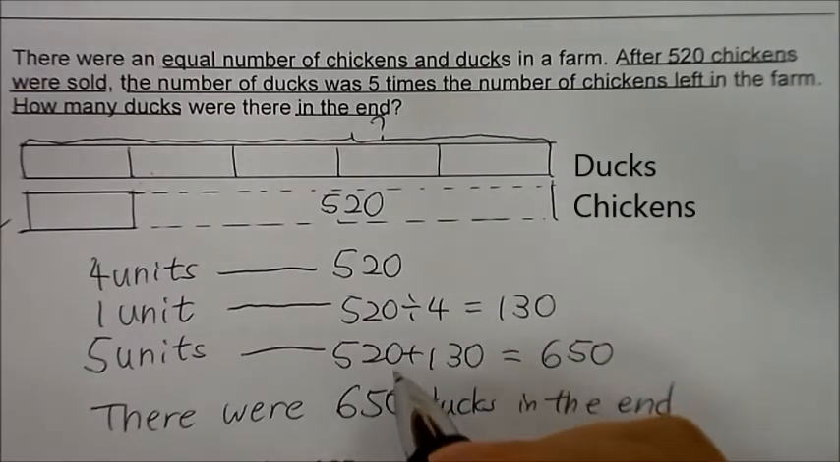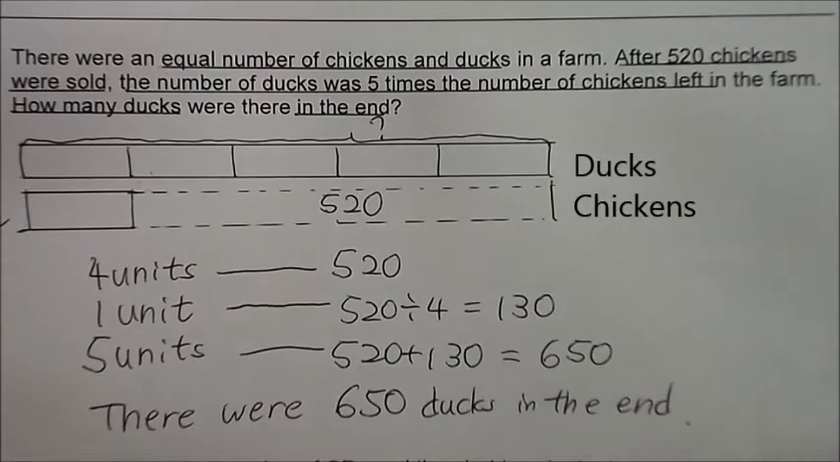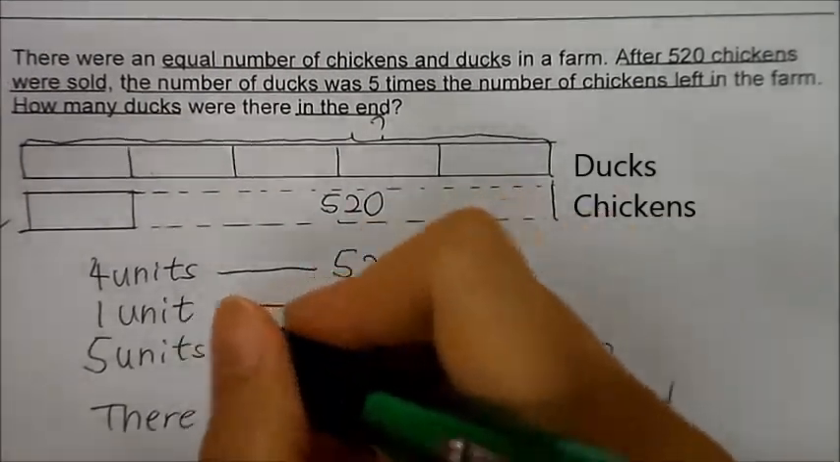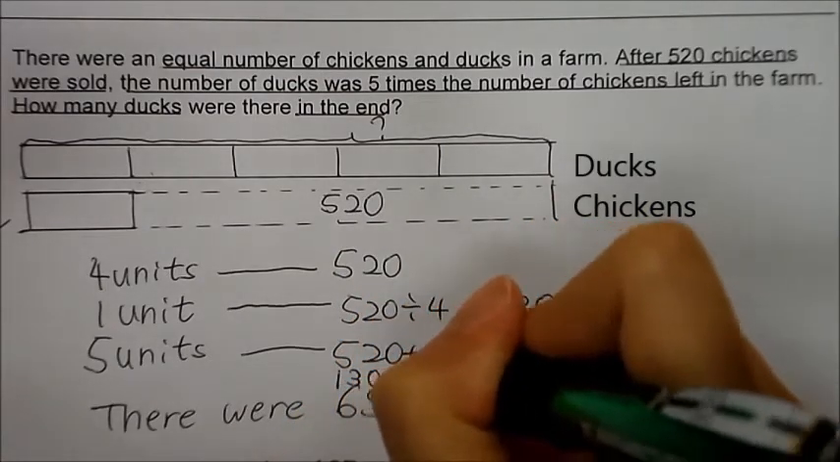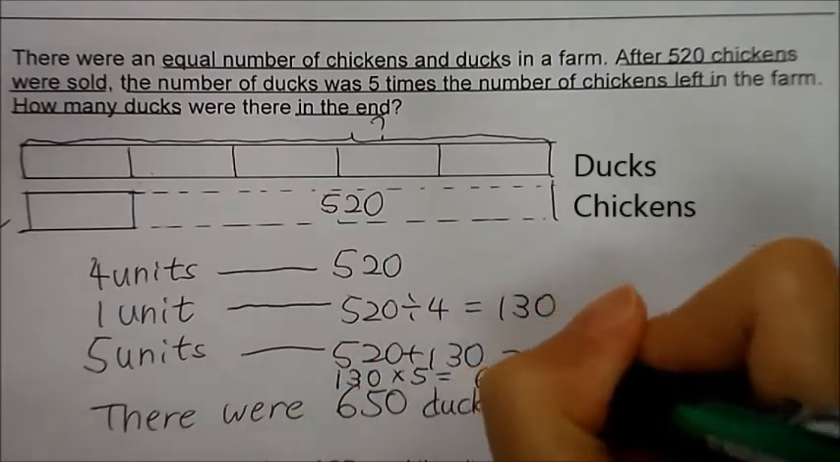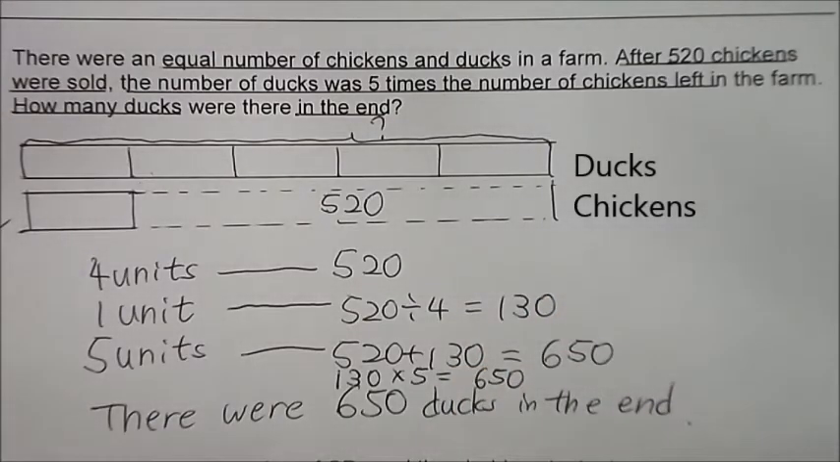Alternatively, instead of adding 4 units with 1 unit, you can also do 1 unit times 5 to get 650. Either way will give you the answer.